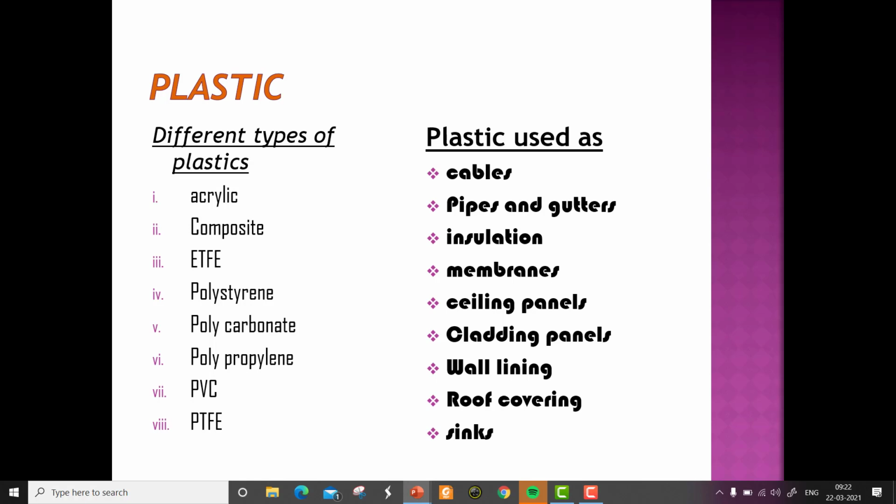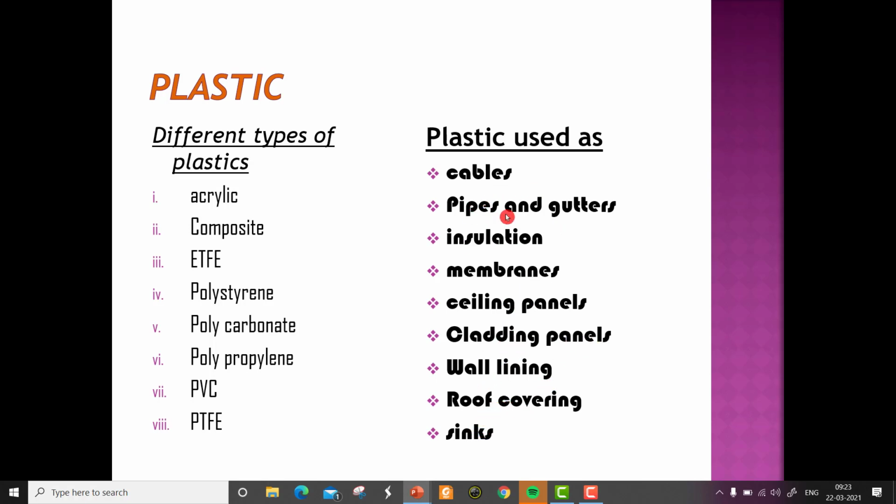Just to list out the various types of plastic: acrylic, composite, ETFE, polystyrene, polycarbonate, polypropylene, PVC, and PTFE. Generally plastics are used as cables, pipes and gutters, insulation, membranes, ceiling panels, cladding panels, wall lining, roof covering, sinks. So here you can see the majority of uses are for building purposes, like cables, pipes and gutters, insulation, ceiling panel, cladding panel, wall lining, roof covering.